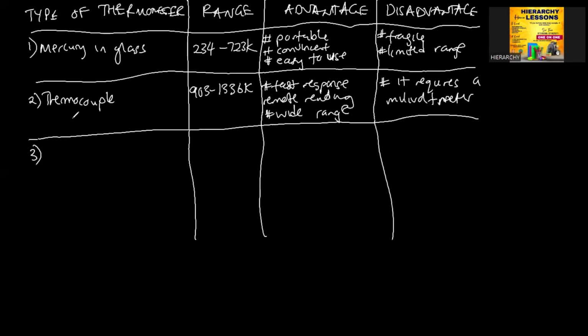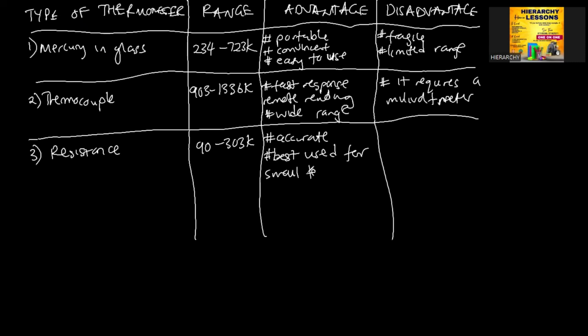So the third thermometer we're going to look at is the resistance thermometer. The range for a resistance thermometer is 90 to 903 kelvins. The resistance thermometer is accurate, so that's what you need to know. It is best used for very small temperature changes. So if you want to measure very small temperature changes, your resistance thermometer is your go-to.